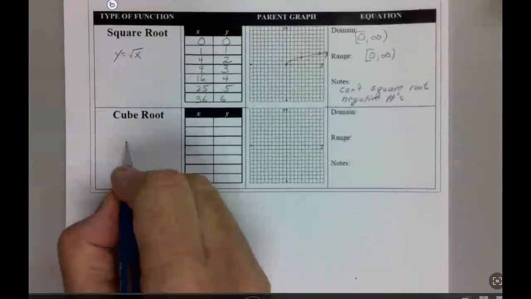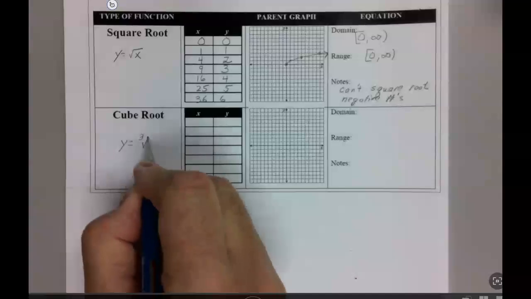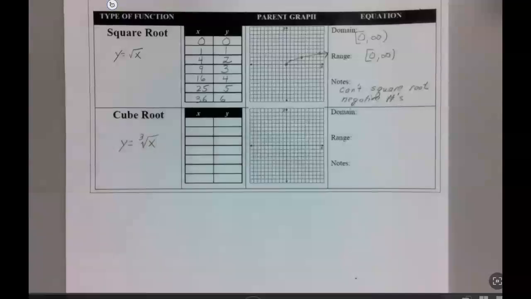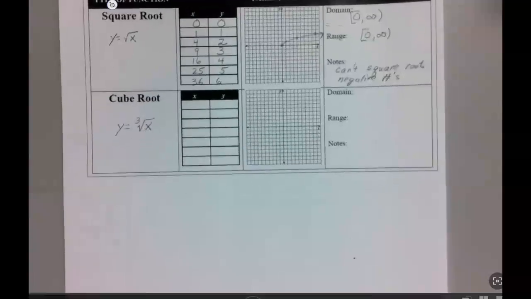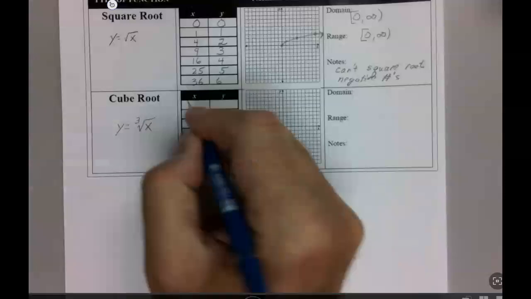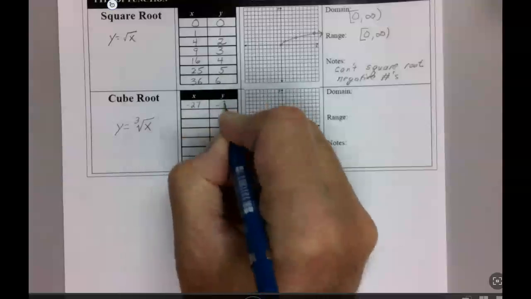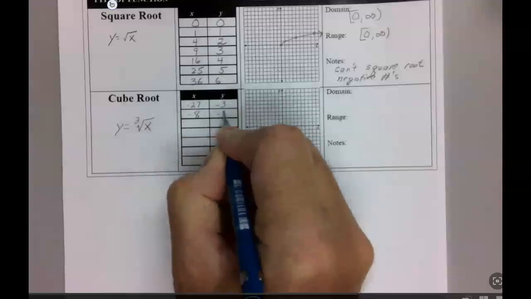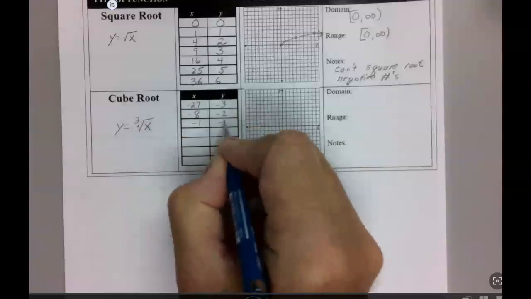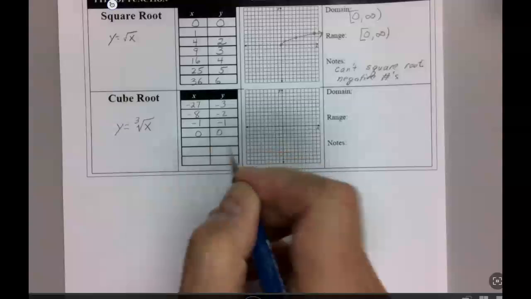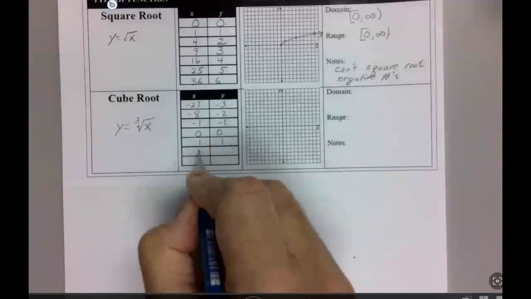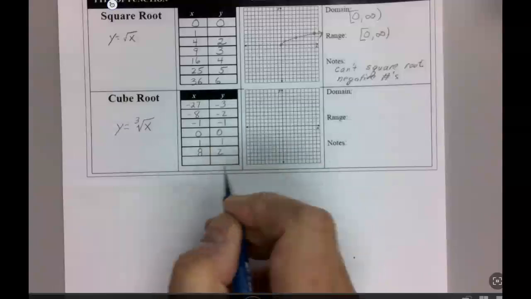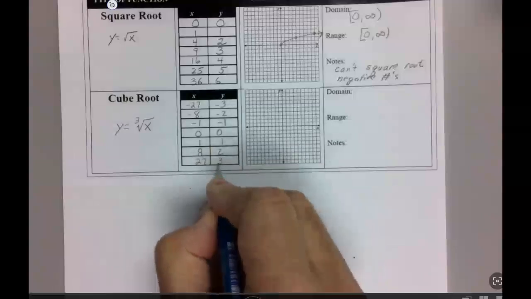Last one. Y equals the cubic root of x. On this one here, you can take the cube root of negatives. You just can't take the square root of negatives, okay? So the cube root of negative 27 is negative 3. The cube root of negative 8 is negative 2. The cube root of negative 1 is negative 1. The cubic root of 0, of course, is 0. The cubic root of positive 1 is 1. The cubic root of 8 is 2. And the cubic root of 27 is positive 3.